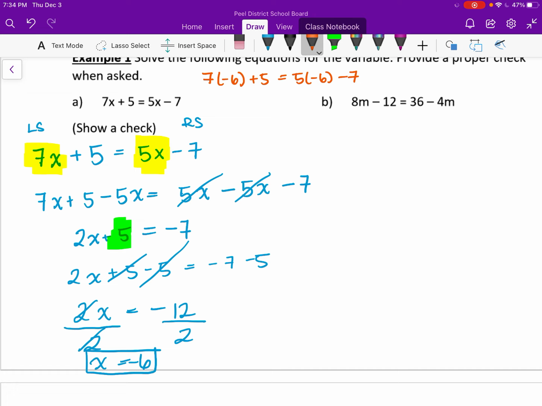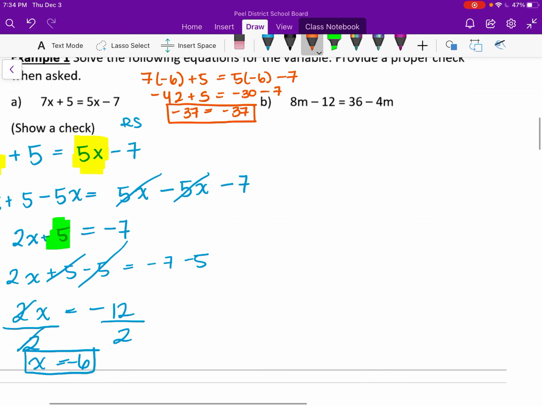So let's figure out the left side first. So I have 7 times negative 6, which is going to be negative 42 plus 5. Negative 42 plus 5 is equal to negative 37. Right? And I'm just going to put an equal sign here for form. 5 times negative 6 is going to be negative 30 minus 7. Negative 30 minus 7 is negative 37. Those two sides equal each other, therefore this is correct.